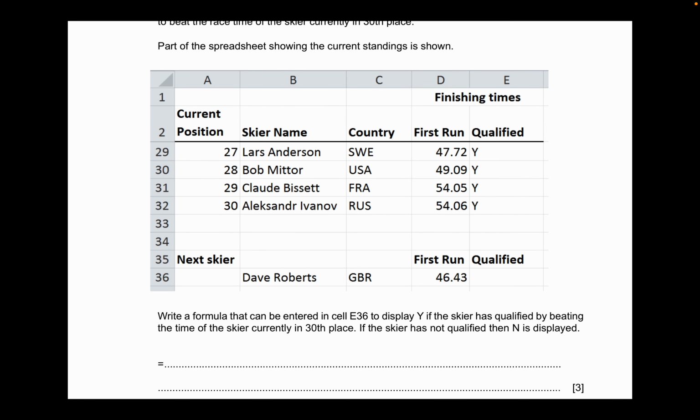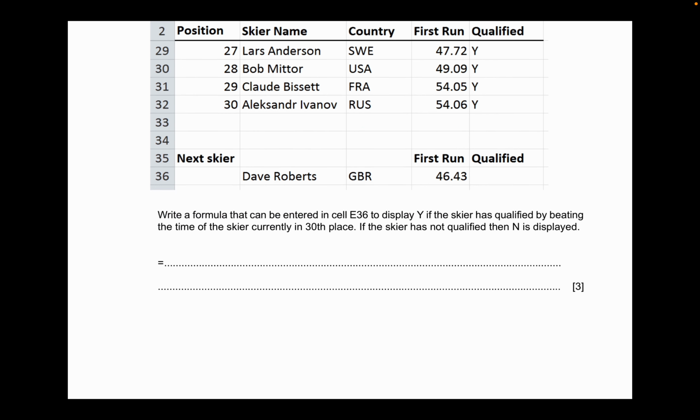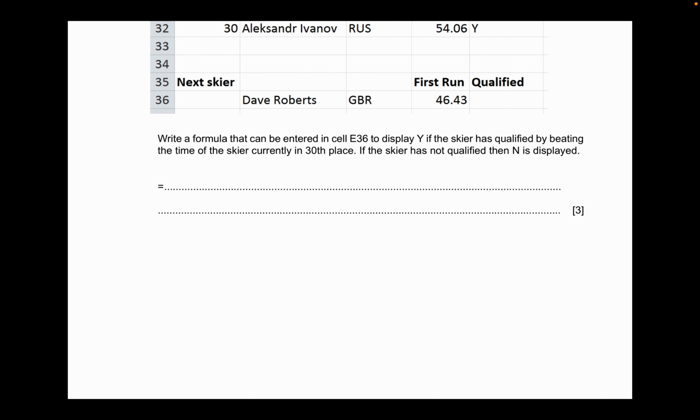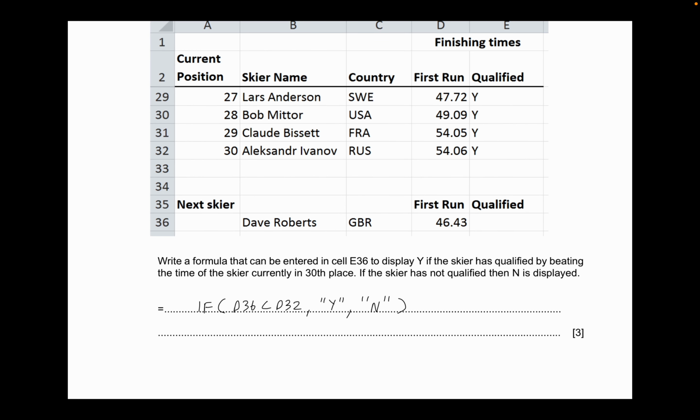So this is more of an Excel type question. I think now it's changed with the newer codes, so hopefully it's changed. What we're going to do is use an IF function here. So it's going to be IF D36 is less than D32, then you're going to output Y, comma, and otherwise, if that doesn't happen, you're going to output N. Put that in brackets. This whole thing is 3 marks.